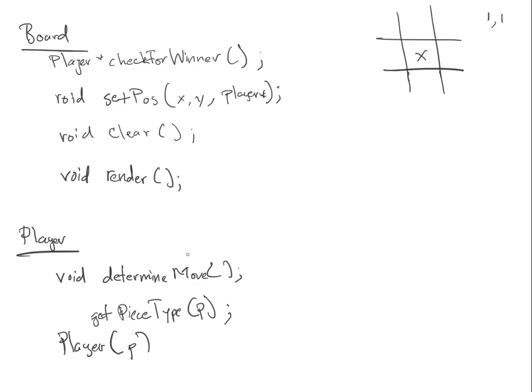Okay. You know, I think that looks pretty good. I think that's what I like for player. He has to figure out where he wants to move. He has a piece type associated with him, and he has a player constructor that creates a new player. Yeah, I think I like that.